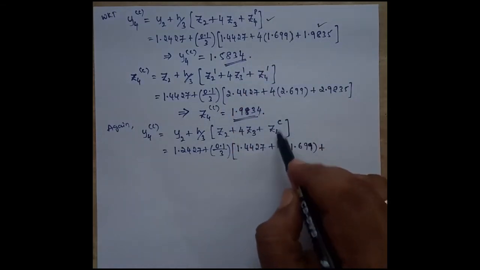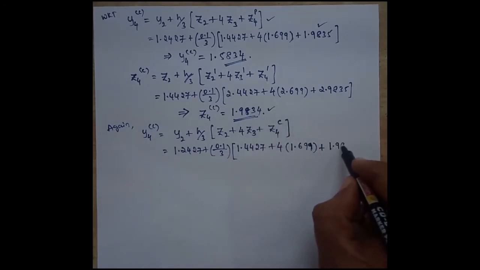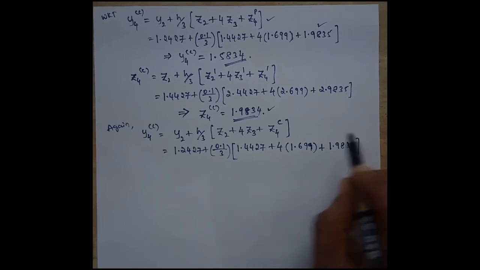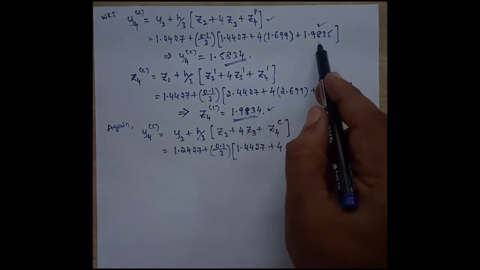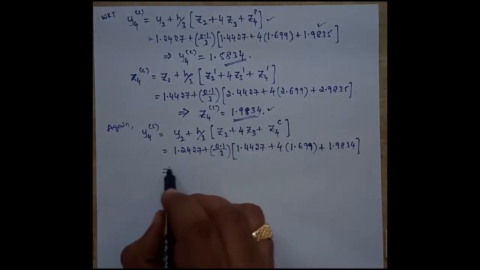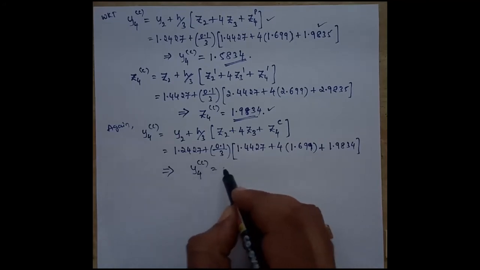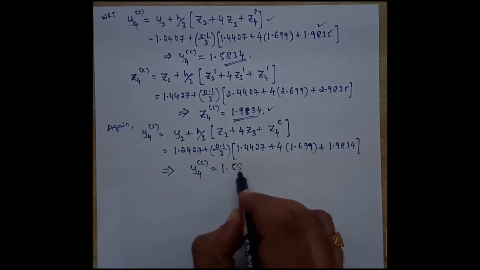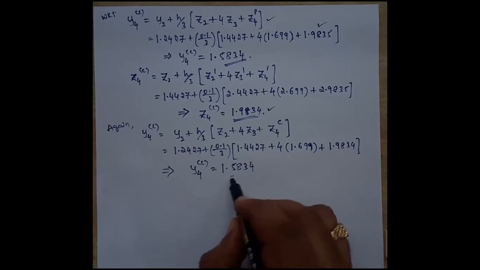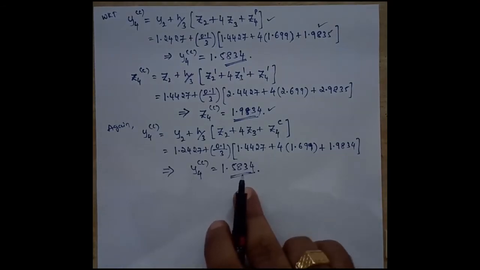But now the corrected value, what is the corrected value? This one, 1.9834. So instead of the predictor, I am using the corrector value here. Now simplify this, we get Y4C, the corrected value once again. And the answer for this is 1.5834. 5834 only will come. So this is the second corrected value.